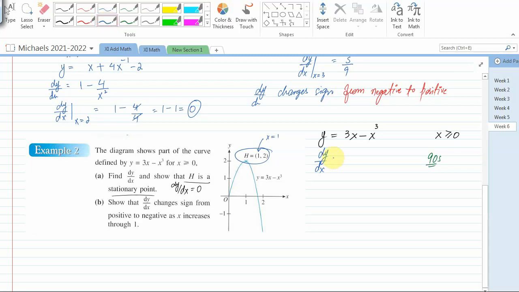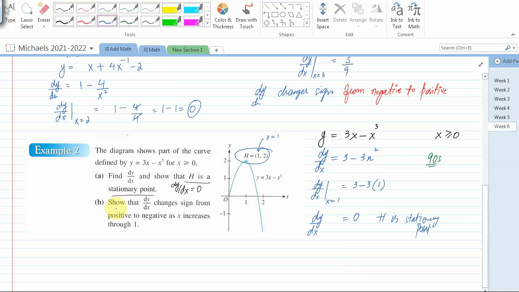Alright, so now it will be dy by dx equals 3 minus 3x square, right? Dy by dx at x equals 1 will be 3 minus 3, which leads to 0. So dy over dx equals 0, it means that h is a stationary point, right? Because we have a condition that at a stationary point dy by dx equals 0.